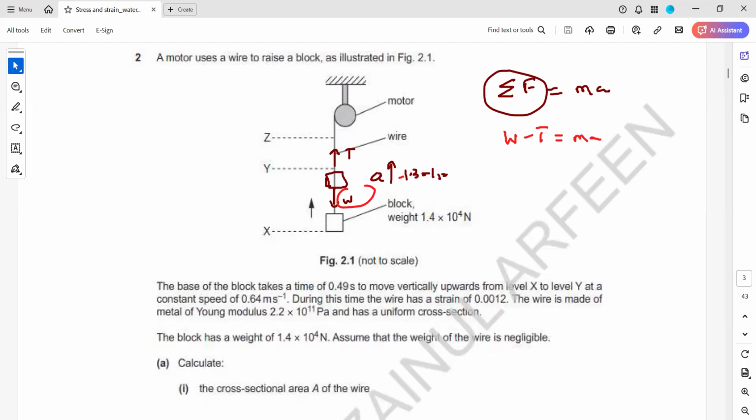If I need T, can we just take a negative? Yes, that's also fine. You can just take a negative value directly and you will get the same result. It does not make a difference. In that case, you can say T minus W equals minus ma. So it's the same thing. So W minus ma will be equal to T.